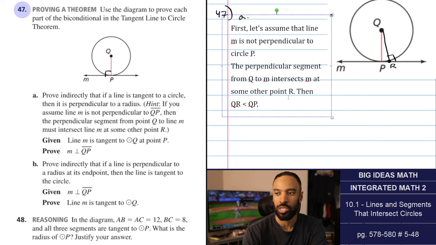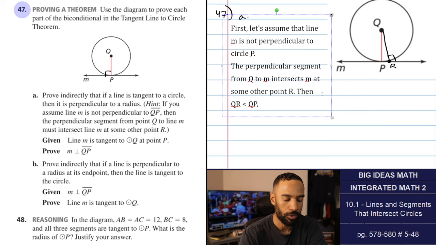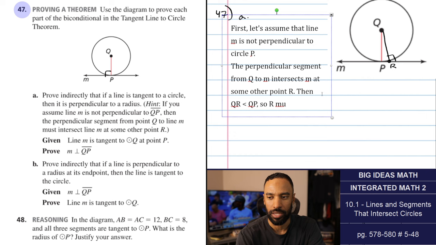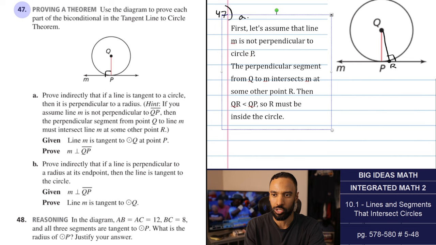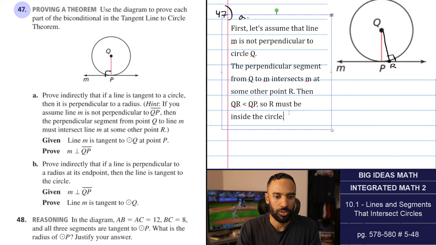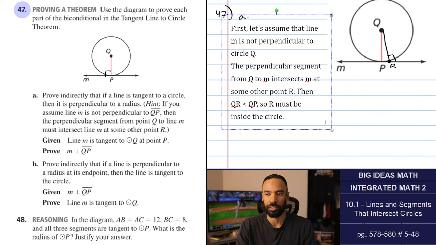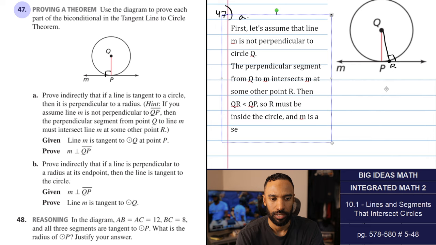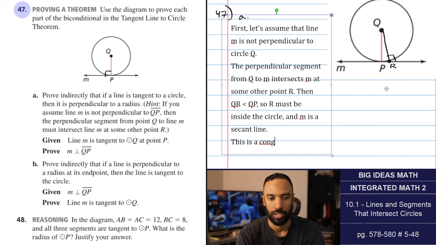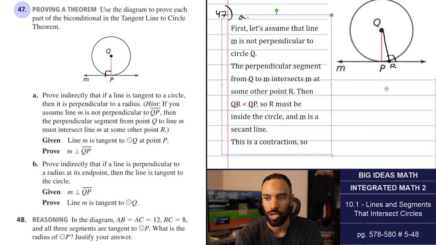So the only way that's possible, remember, P is on the circle. So if QR is less than it, then R would be inside the circle. So R must be inside the circle. This isn't circle P, this is circle Q. I apologize. I said that before. And if R is inside the circle, then M is a secant line, because a secant line would be touching two different points on the circle. R is a point that's on line M. It's touching two points on the circle. So M is a secant line. But this is a contradiction because M is a tangent line. So M must be perpendicular to QP.